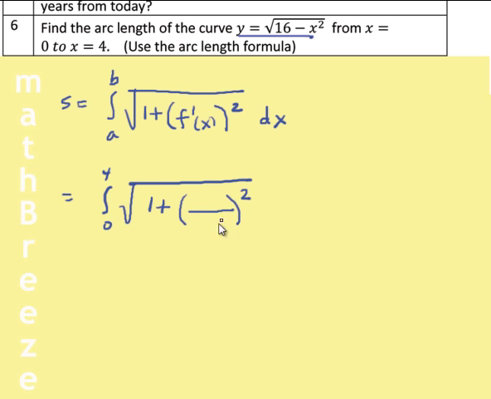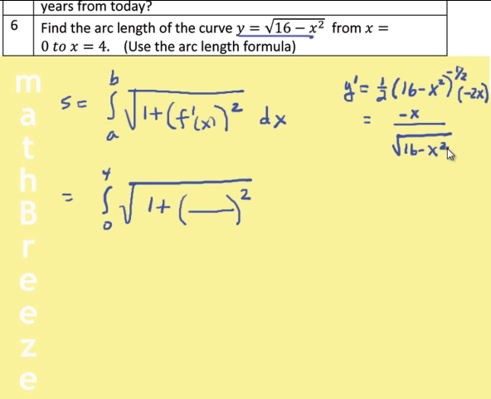Well, the derivative here, let me do that over here. Y prime is equal to 1/2 times 16 minus x squared to the minus 1/2, times negative 2x. So that's minus x over square root 16 minus x squared.